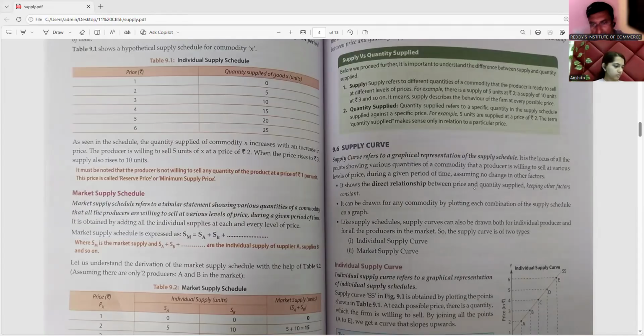Yes. So today we are going to start with the supply curve. I think so. Am I right, or do you want to start with the individual supply curve? Supply curve is fine. Okay.